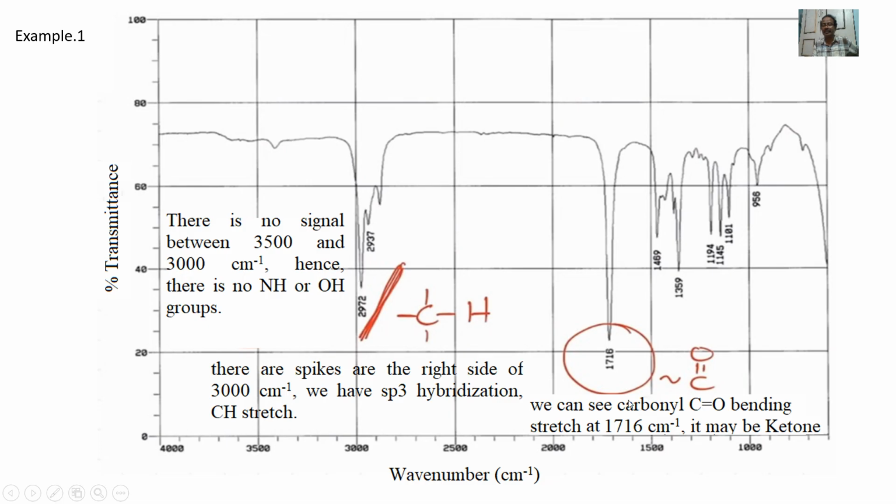And what is this peak? This peak is at 1716 per centimeter. It is C=O stretching, a double bond with O. So this must be maybe a keto group. Okay.